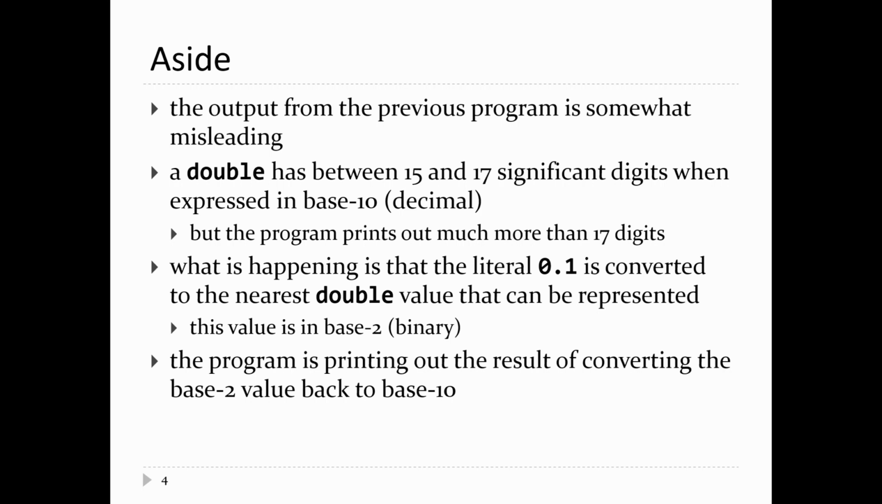The decimal number is 0.1. The computer converts that to a binary representation of that number. The binary representation of 0.1 does not exist, so you get the closest binary value to 0.1. Now when you ask it to print it out, it converts that closest binary value back to decimal, and that's what it's printing out. So it's printing out that conversion from decimal to binary, and then from binary back to decimal. And that's the value that's getting printed out.